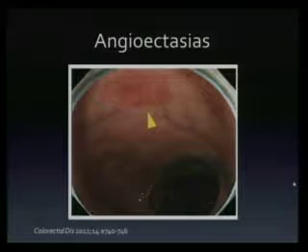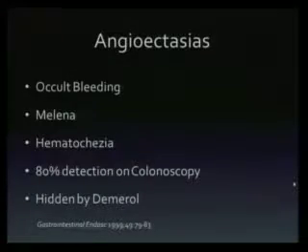So if you look at this example here, here is an angioectasia at the superior part of the screen right here, a matted tangle of vessels. And they can present as occult bleeding. They can present as melena, because this is typically bleeding coming from the right side of the colon. It will have that dark appearance. It can also present as hematochezia. And if there are angioectasias, about 80% of them can be found on colonoscopy.